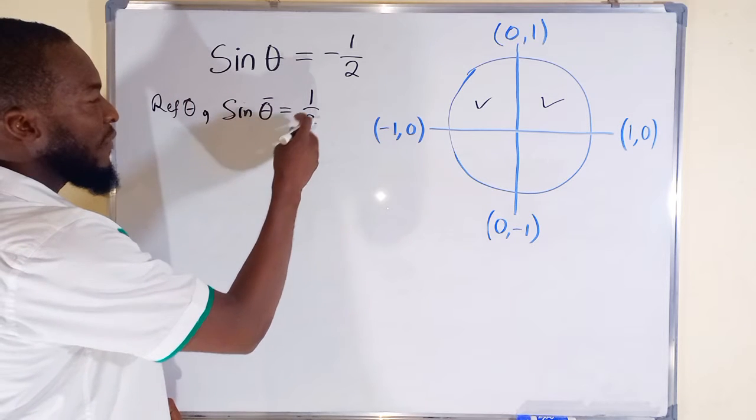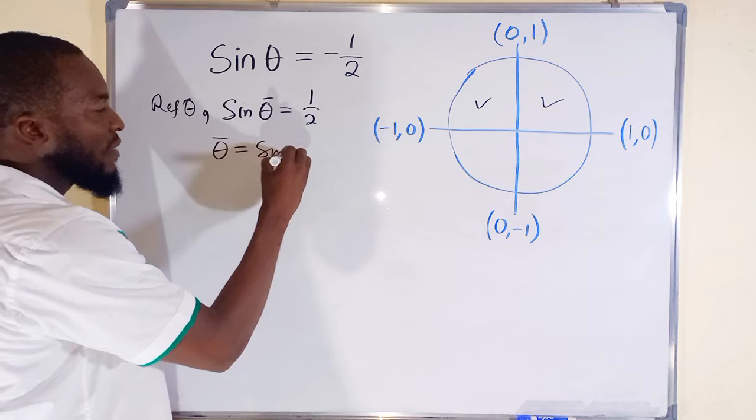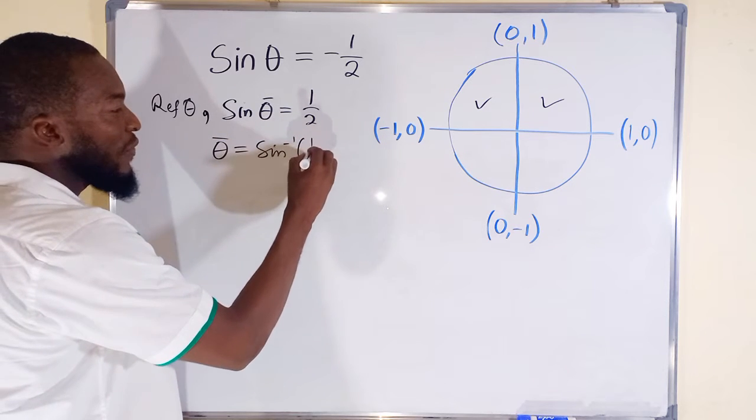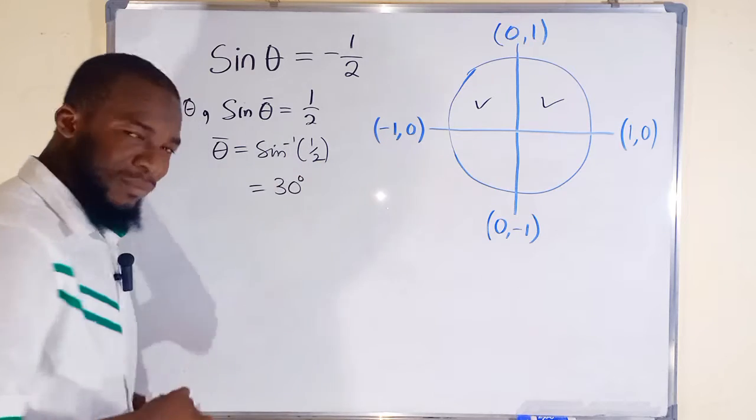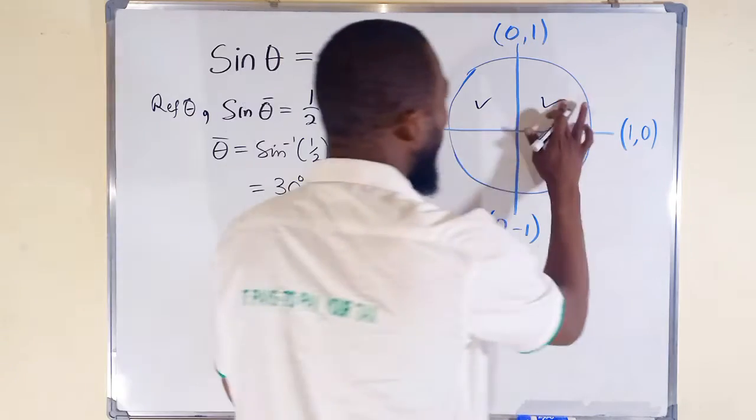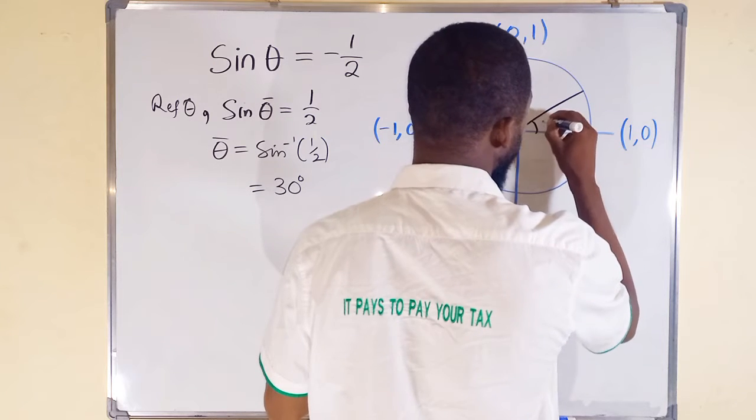So if you take sine inverse of both sides, you have theta bar equal to sine inverse of 1 divided by 2, which is what? 30 degrees. So it means what? In the first quadrant, we have 30 degrees. Let us locate it somewhere here. This is 30 degrees.